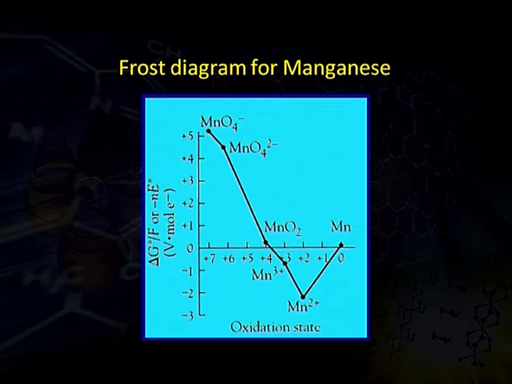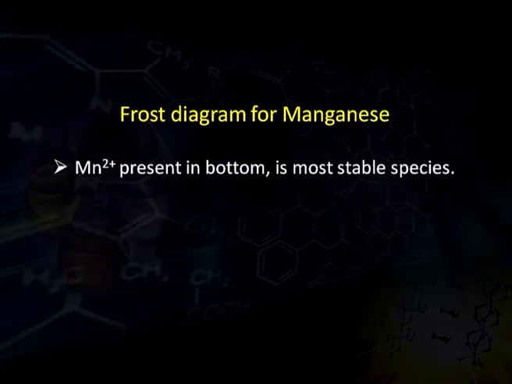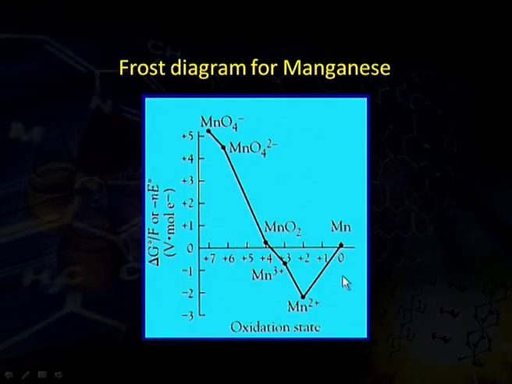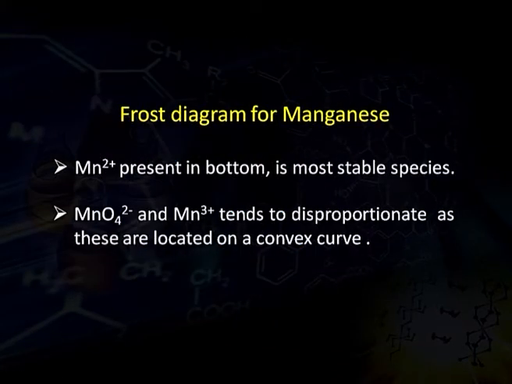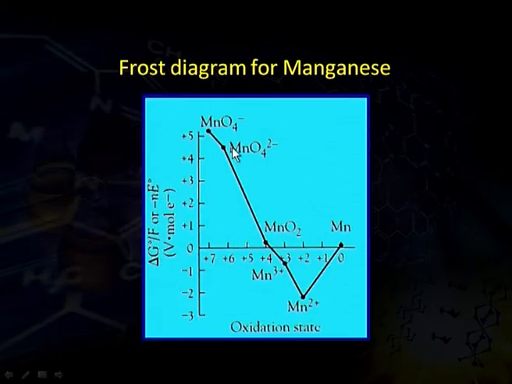This is the Frost diagram of manganese. It has species which undergo disproportionation at these two states. The Mn2+ present at the bottom is the most stable species. Here it has the lowest energy, so plus 2 is the most stable oxidation state. MnO4- and Mn3+ tend to disproportionate as these are located on the convex curve. These positions are going to disproportionate.